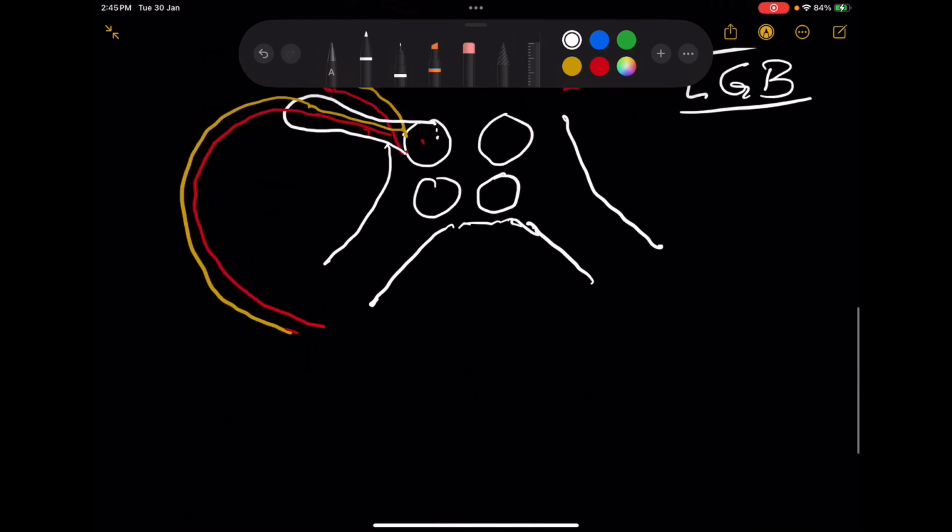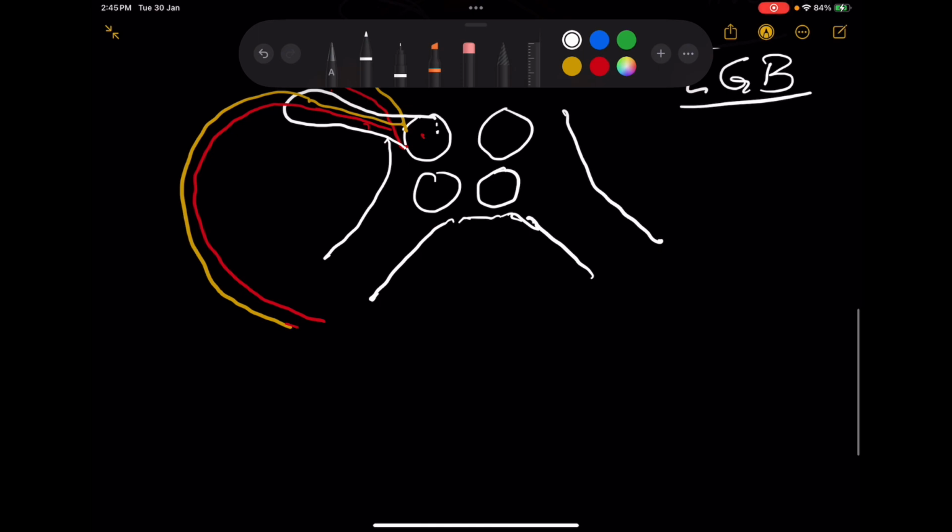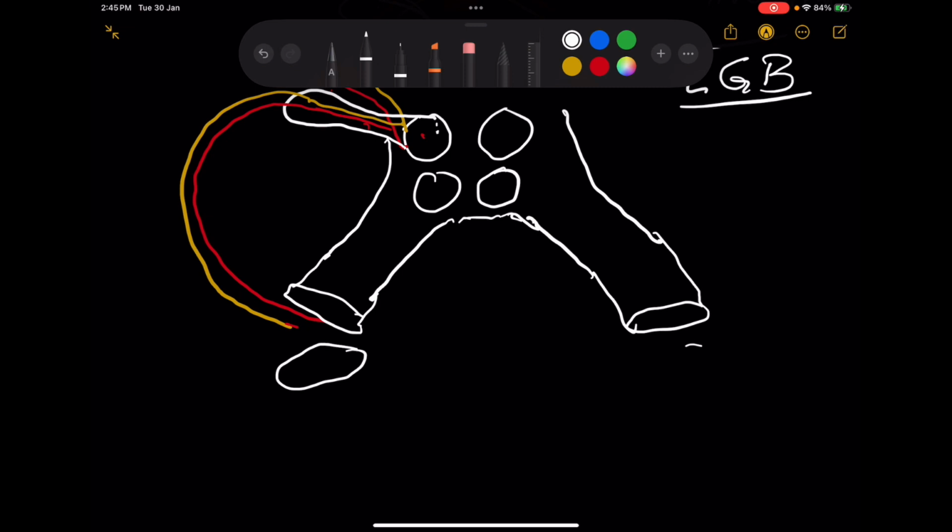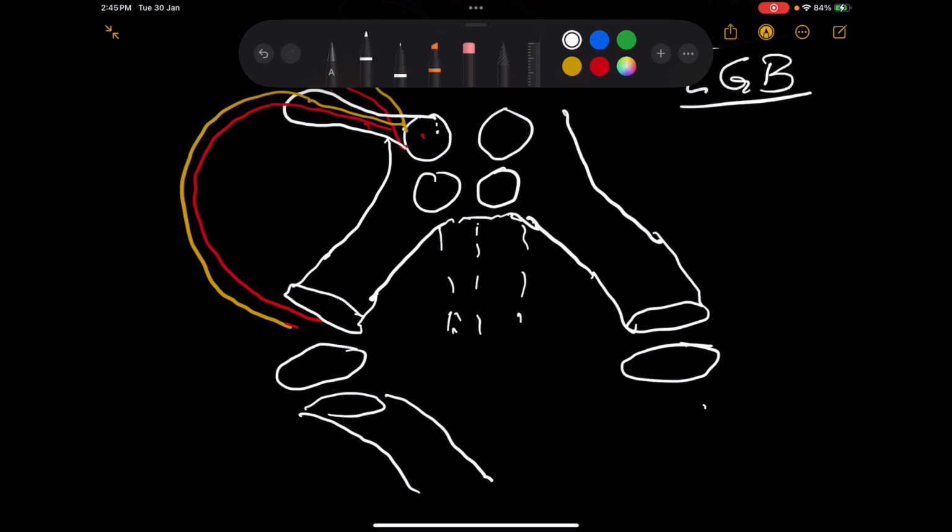So after this, we'll make the superior cerebral peduncle. We'll make the middle cerebral peduncle, which is coming from the pons. So here is the pons, and then the inferior cerebral peduncle, which is going into the medulla.